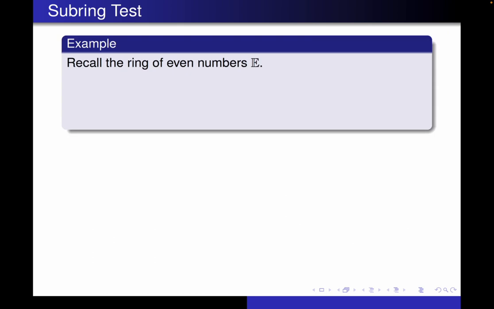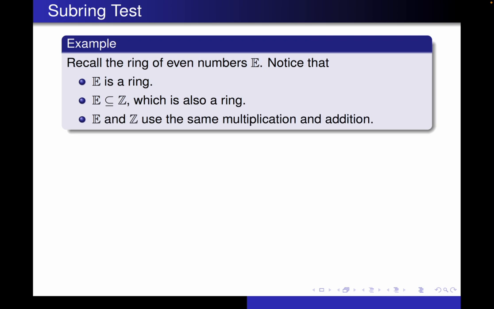So recall the example of a ring, the set of even numbers. I'm going to focus on three properties of the set of even numbers. First of all, as we've proven, it is a ring. It is also a subset of the integers, which is also a ring. And then finally, the even numbers and the integers use the exact same addition and multiplication. In other words, the addition and multiplication we use on the even numbers when we're thinking of them as elements of the ring E is the same multiplication and addition we would use on those same numbers if we were thinking of them as elements of Z.